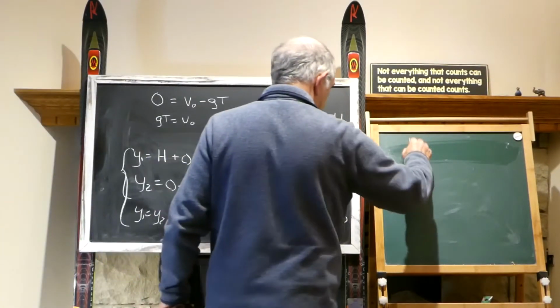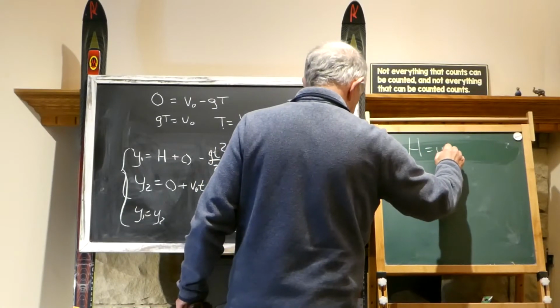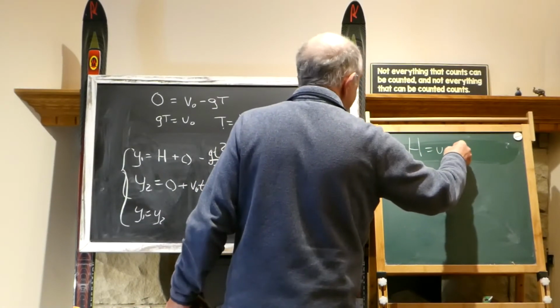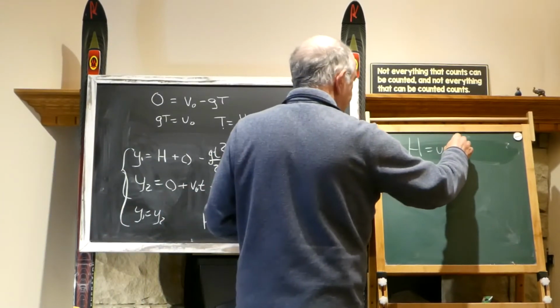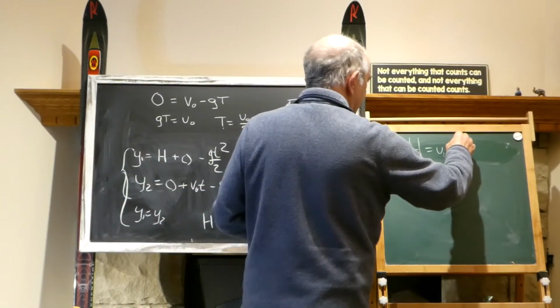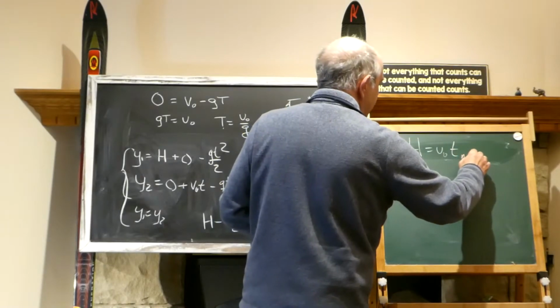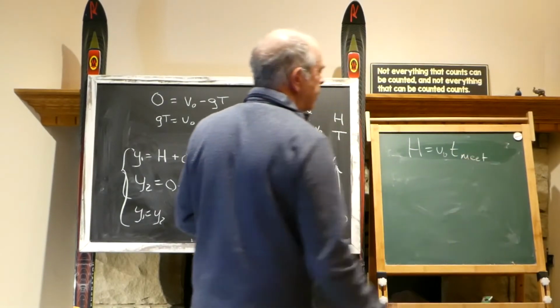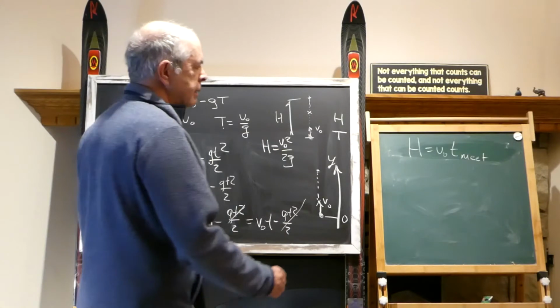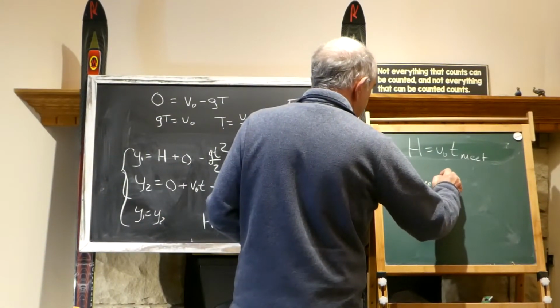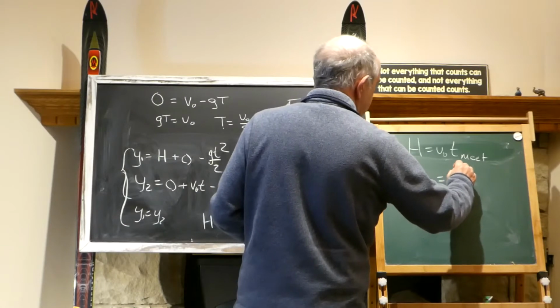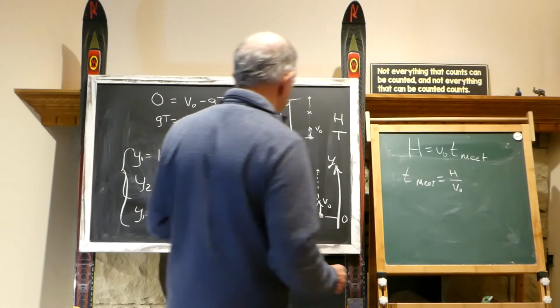So we have h equals v0 times t, and this is this t, the time of the meeting. So let's put it not as simple time, but t meet, when they meet, right? And so we immediately have t meet equals h over v0.